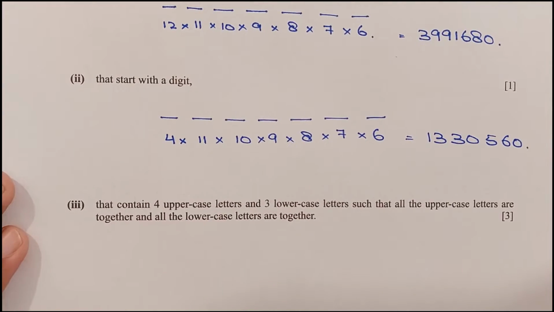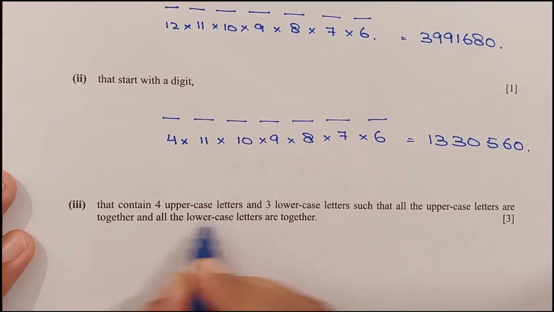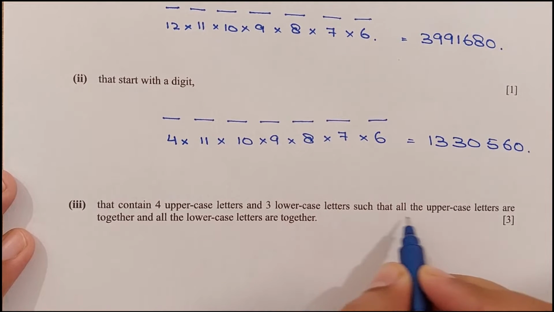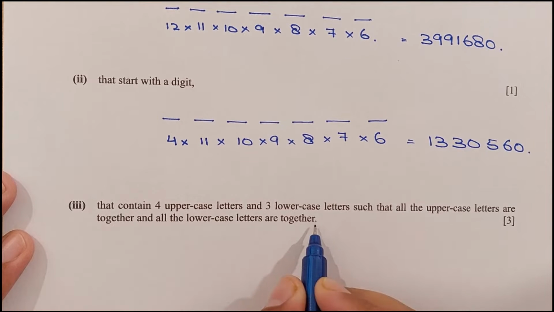Now for part 3, that contains 4 uppercase letters and 3 lowercase letters, 7 in total, such that all uppercase letters are together and all lowercase letters are together.